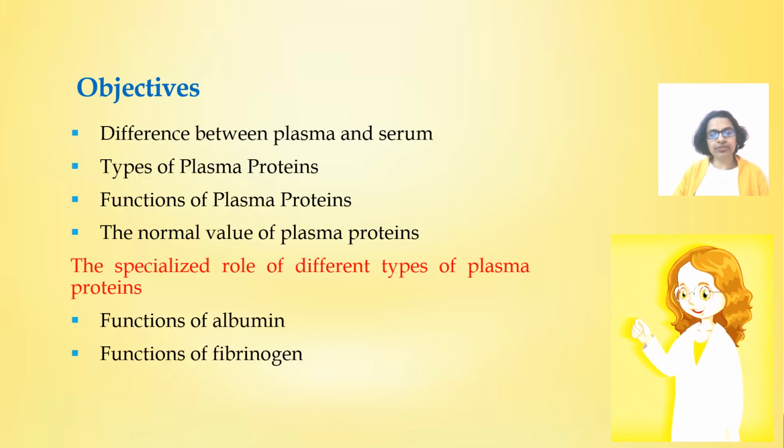The objectives of today's presentation are to identify the difference between plasma and serum, the types of plasma proteins, the functions of plasma proteins, the normal values of plasma proteins, and the specialized role of different types of plasma proteins, including the functions of albumin and fibrinogen.